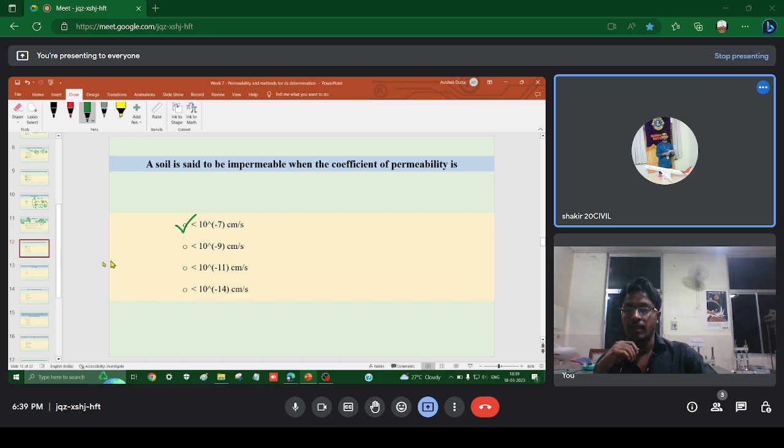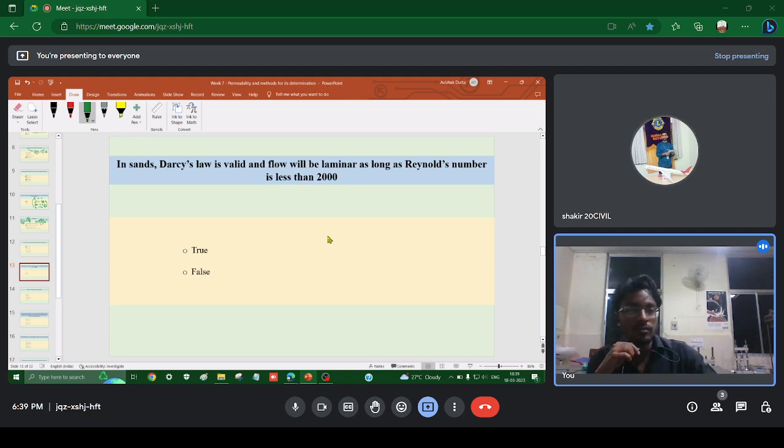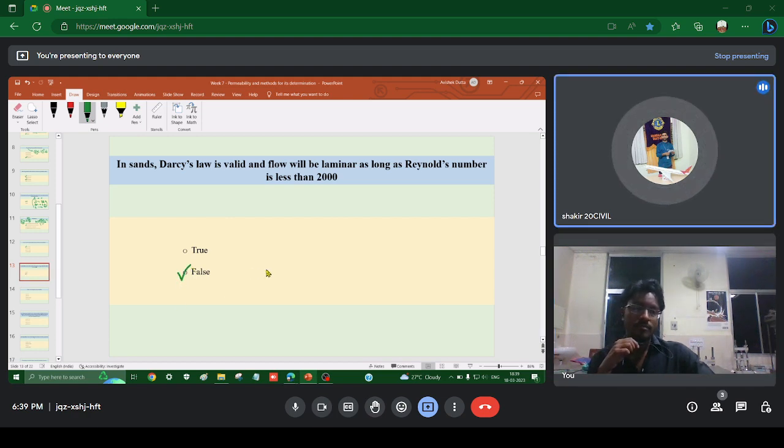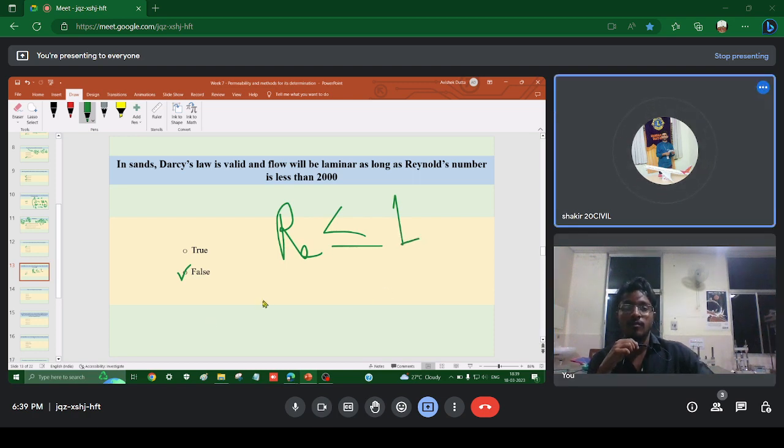Okay, next question, true or false. This is also an easy question. Sir, false. Yes. And what is the limiting value of Reynolds number? It should be equal to or less than 1, sir. Yes, maximum Reynolds number will be less than or equal to 1. What is the formula of Reynolds number?